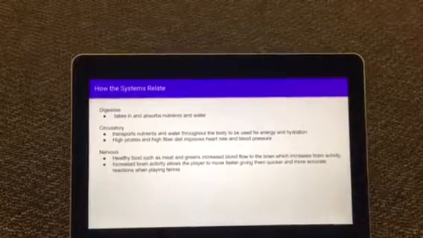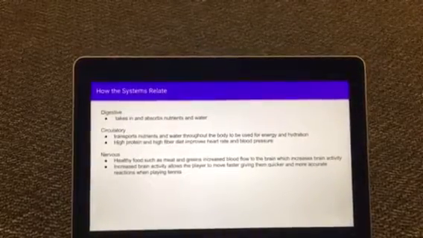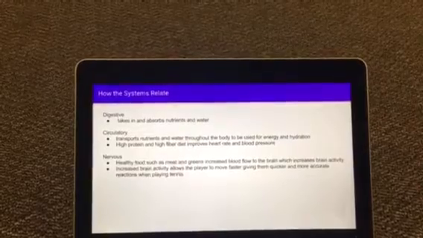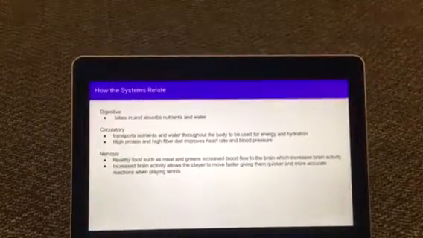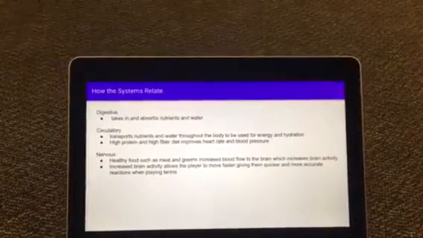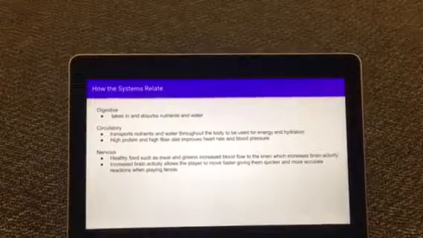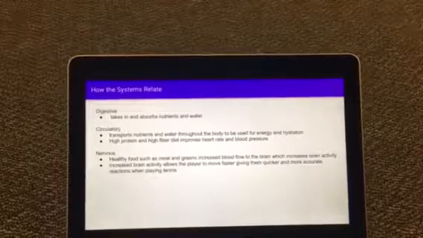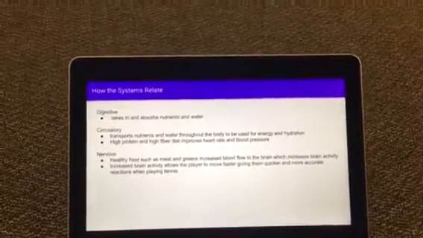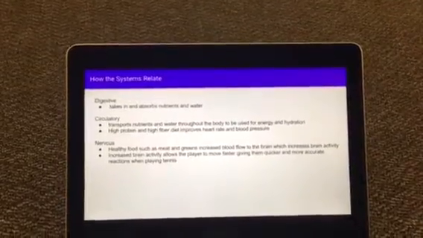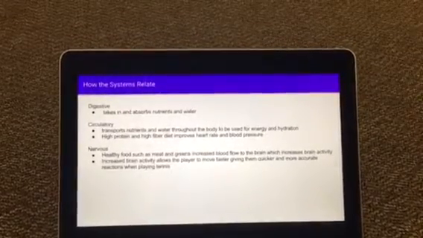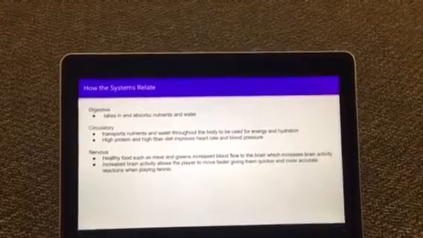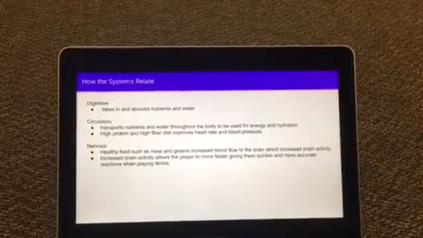Those absorbed nutrients and water that are now circulating in the body then move into the nervous system. Healthy foods such as meat and green beans help to increase blood flow to the brain, which increases blood activity. And a lot of the brain activity comes from the circulating blood. As many know, a lot of things such as dehydration, injuries, or dizziness happens because the blood flow going to the brain is blocked, or there are not enough nutrients or water to help keep the brain functioning.